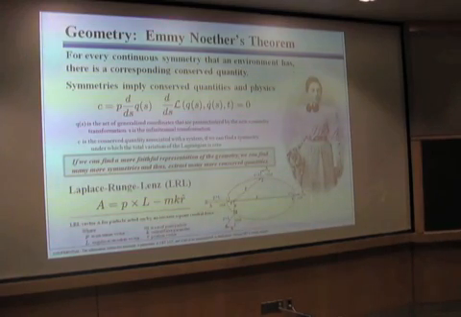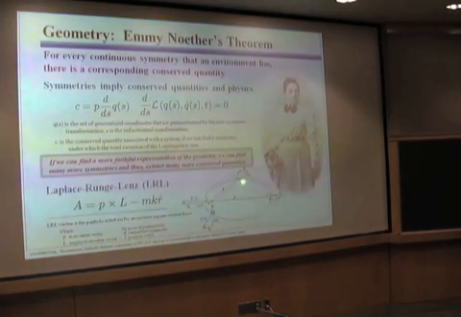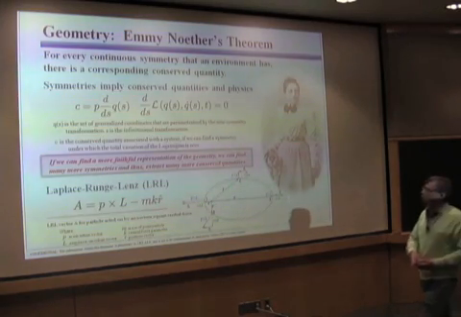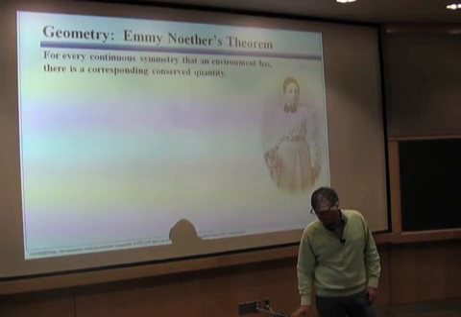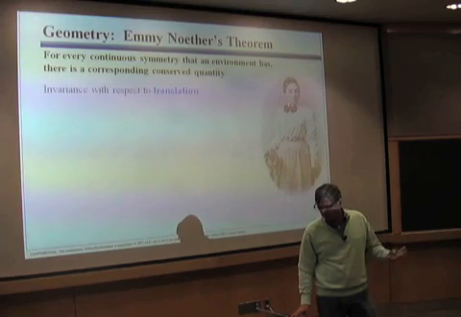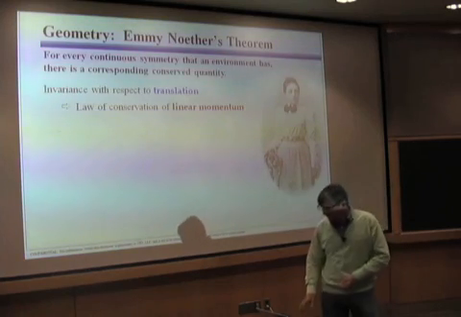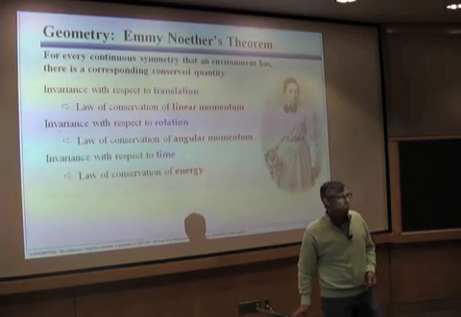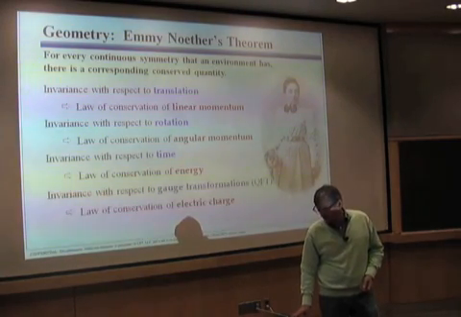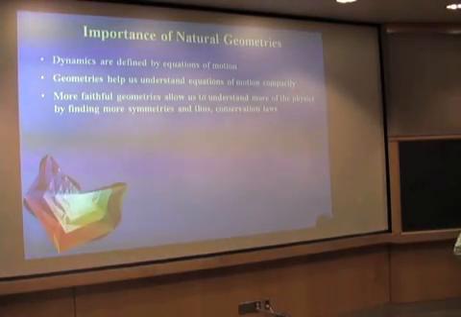And from Lagrange and Laplace, they put it in terms that physicists could understand, with momentums and angular momentums, etc. And lo and behold, these symmetries led to things that everybody in this class probably knows, right? So, invariance with respect to translation, conservation of linear momentum. Rotation, angular momentum, time, energy, gauge transformations, electric charge. A really big deal. Huge.